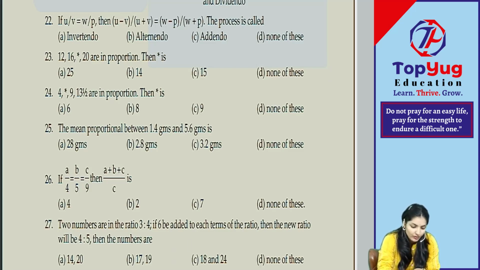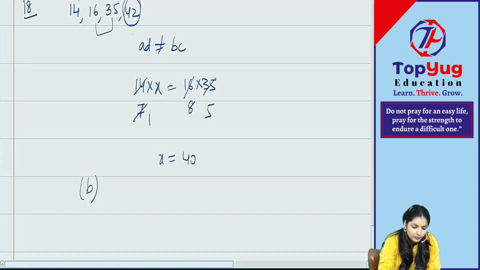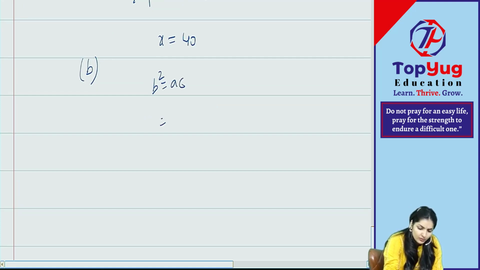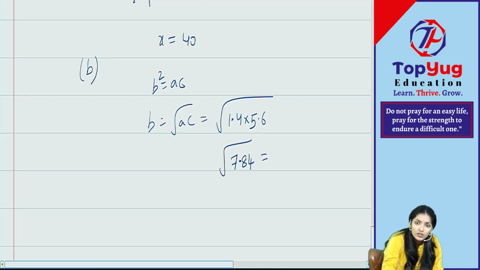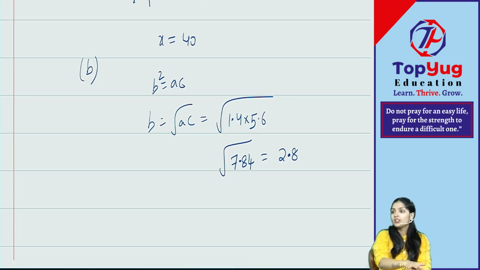25th one. Sure, 1 minute. Tell me the question, Ray. 1.4 into 5.6. Use the calculator and then do it. How much, ma? 1 minute. 7.84. Square root it. 2.8 only, no? Yeah. Guys, get calculators from tomorrow, everyone. Okay?